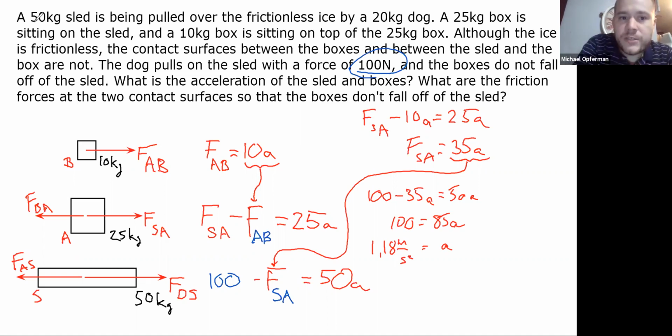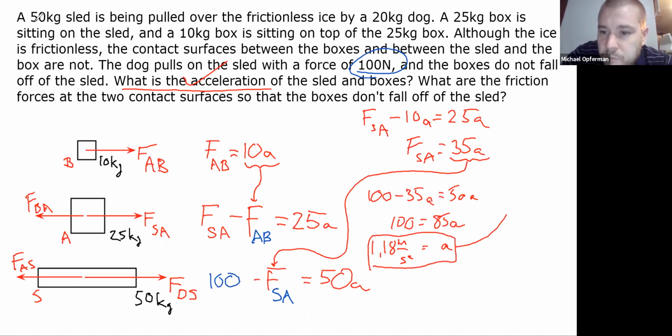So there's the first question answered. What is the acceleration? That's done. The other question is, what are the friction forces at the contact surfaces? That means it's looking for FAB and FSA. So I now take this result that I got for the acceleration, plug in here, and also plug in here to get the other two quantities.